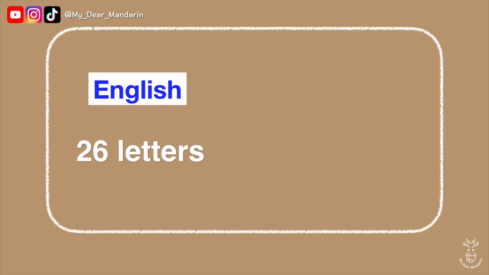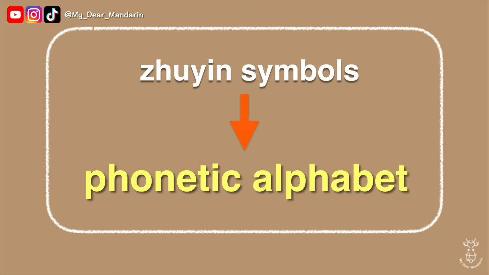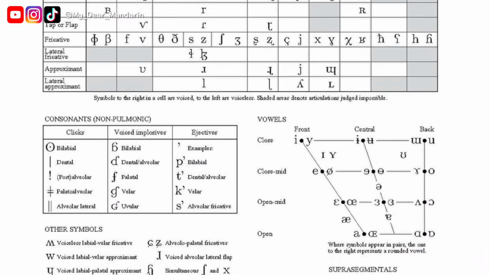English has 26 letters. As for Mandarin Chinese, there are 37 Zhuyin symbols. But Zhuyin symbols have a different concept and function from English letters. They are a phonetic alphabet. The combination of symbols only gives you a basic idea of how the word is pronounced, not the actual meaning of the word. If you still have no idea of what it is, I would say the function and concept is more similar to IPA, the International Phonetic Alphabet, though there are still some differences.